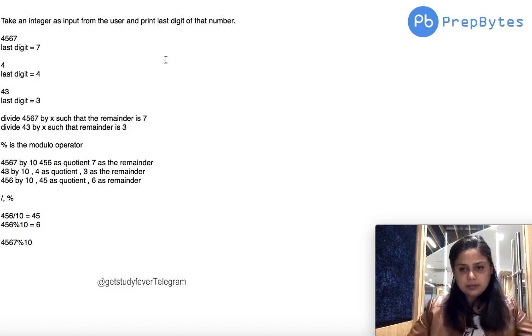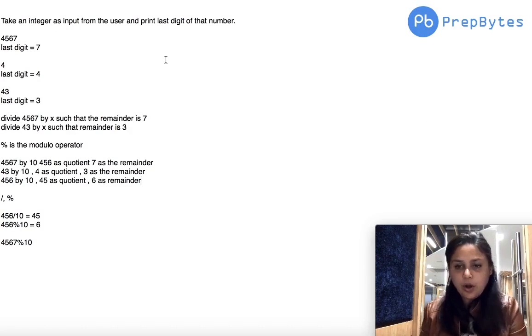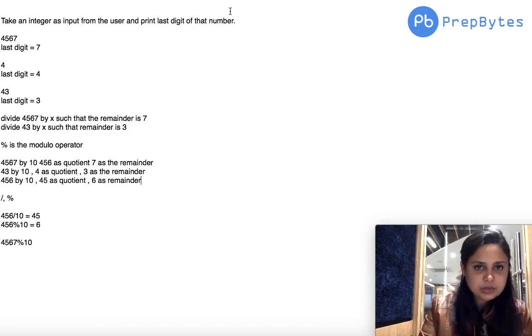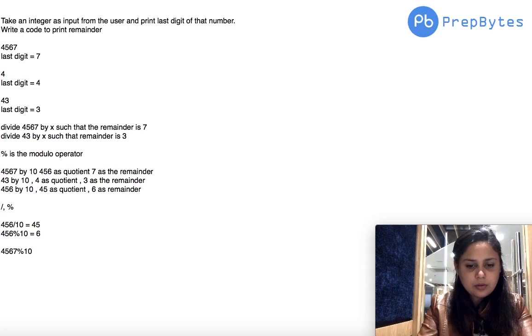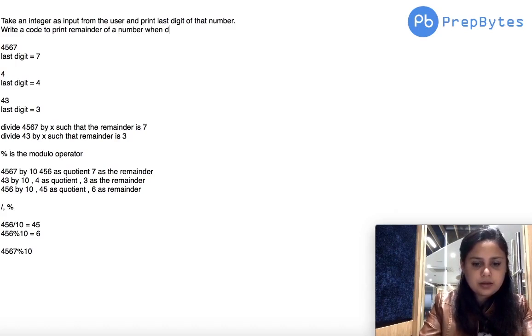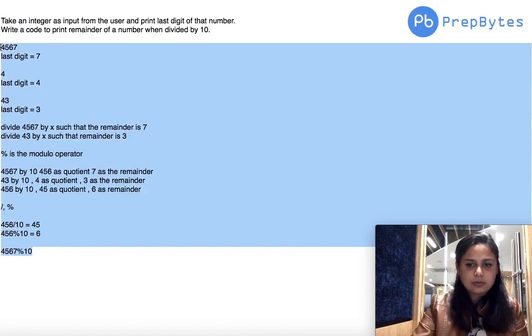If I put it this way, write a code to print the last digit of a number, or I'll reframe this, write a code to print the remainder of a number when divided by 10. Both have the same code, it's just that these are two different problem statements. So let's try and write the code for this.